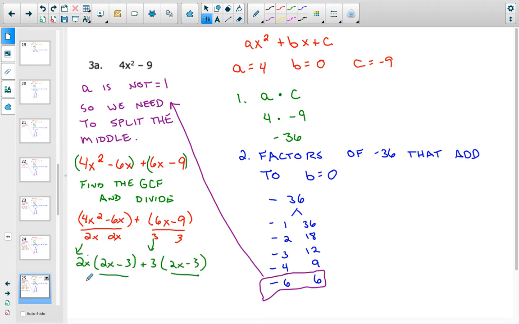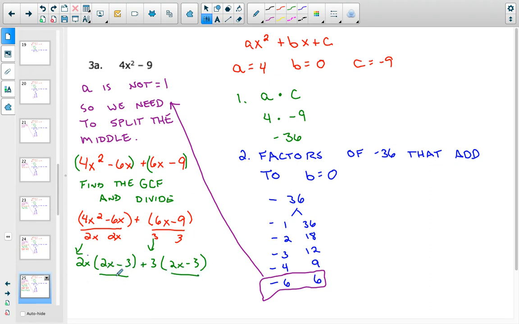When I divide, 4 divided by 2 is 2. X squared divided by x is just 1x. Negative 6 divided by 2 is negative 3. X divided by x cancels, so there's no more x's. On the second half, I have 6 divided by 3, which is 2. There's an x there. And then I have negative 9 divided by 3, which is negative 3. And you'll notice I do have 2x minus 3 in both parentheses, which is an indicator that we're doing it correctly.